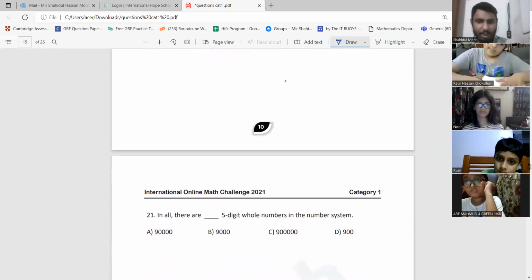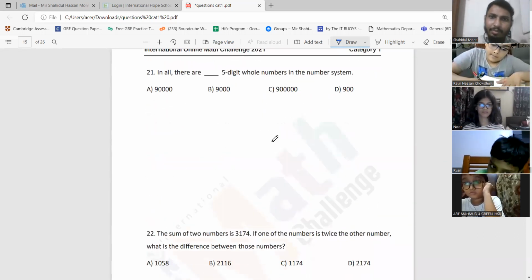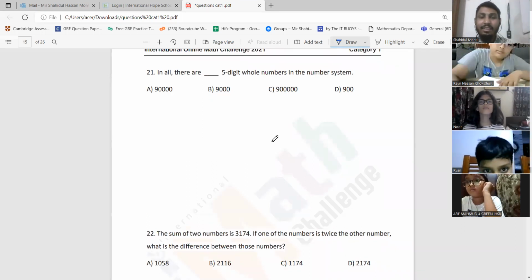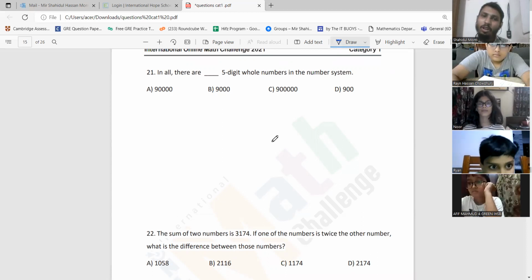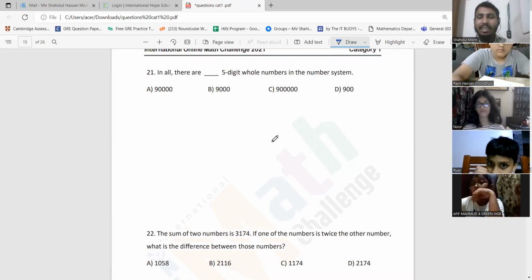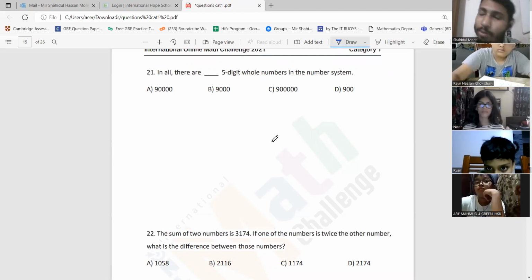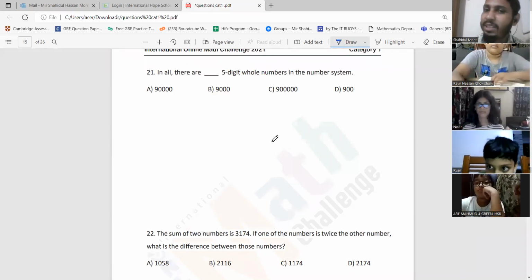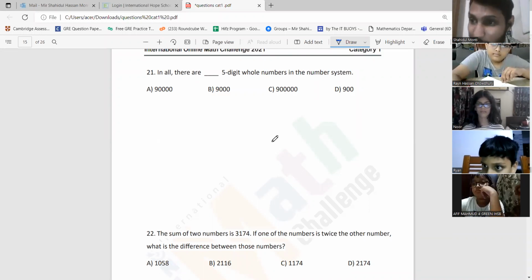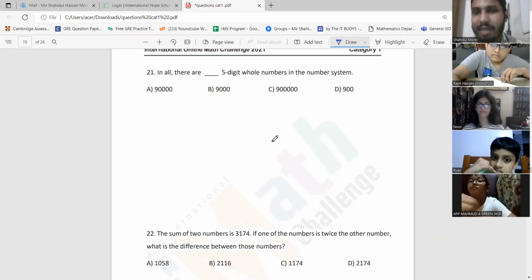Once again, we have an easy problem. Next. In all, there are dash 5-digit whole numbers in the number system. That means how many 5-digit numbers are there in the number system?